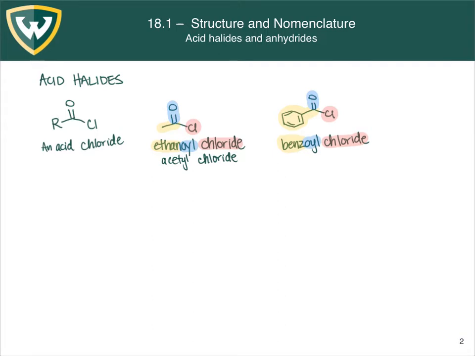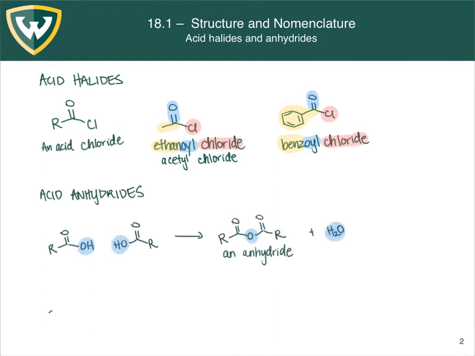An acid anhydride is a functional group that's made by combining two carboxylic acids and doing a dehydration reaction, which is why it's called anhydride. So if we make the anhydride derived from acetic acid, then we get a compound called acetic anhydride. So all we do for the name is replace the word acid with the word anhydride. Similarly, if we take benzoic acid and we make that anhydride, we get benzoic anhydride.